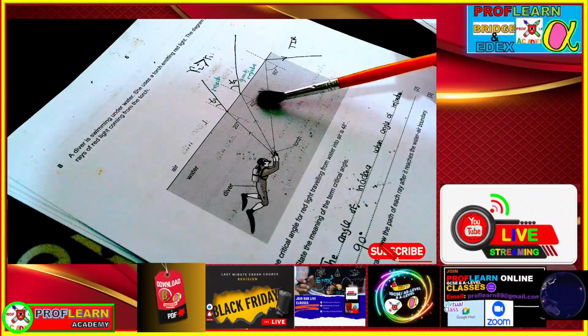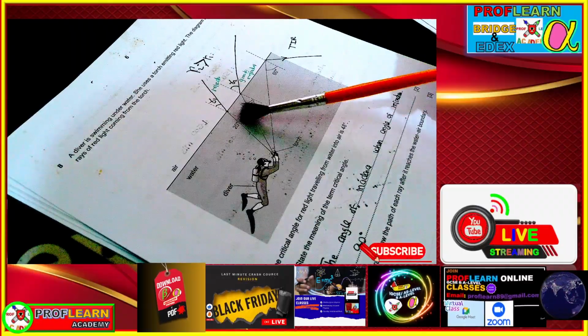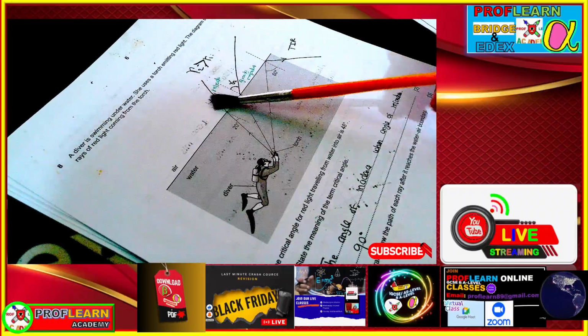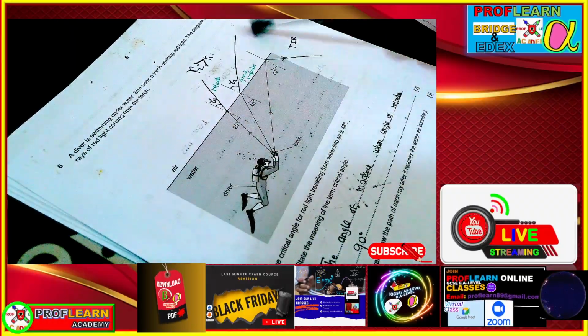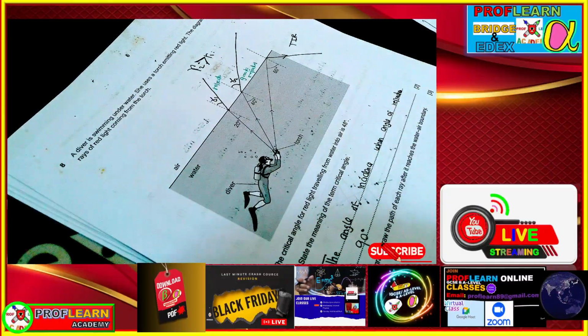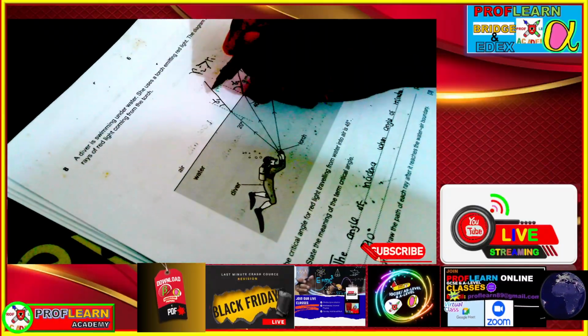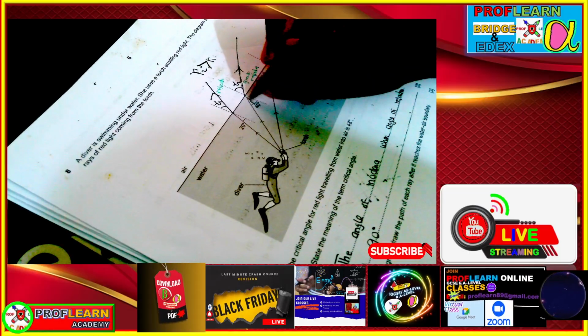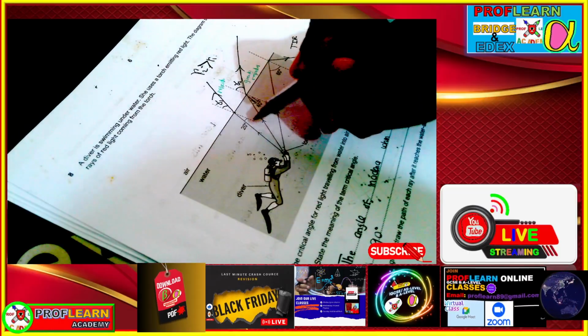But since this angle is bigger, it is 40 degrees and this is 20 degrees, there will be a larger angle of incidence here compared to this one. So you have to ensure when you are drawing the lines after refraction, this one will bend more because of this angle being greater than this one.